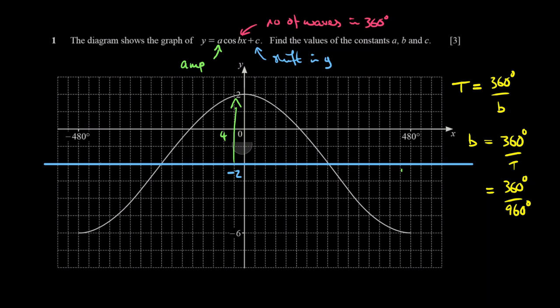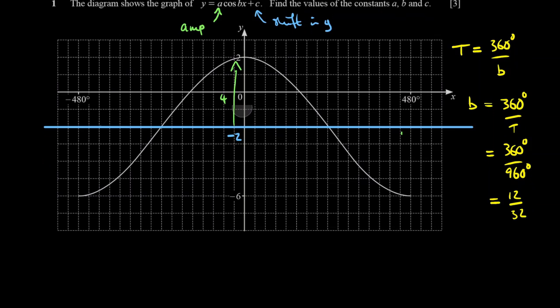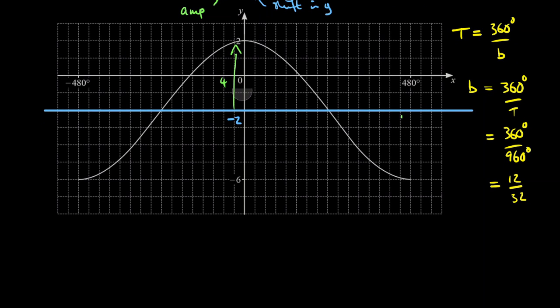Of course, we can cancel, can't we? So we've got 36 over 96. We can divide top and bottom by 3. So it's 12 upon 32. And then we could divide by 4, I think. That would give us 3 over 8. So our b is 3 upon 8.